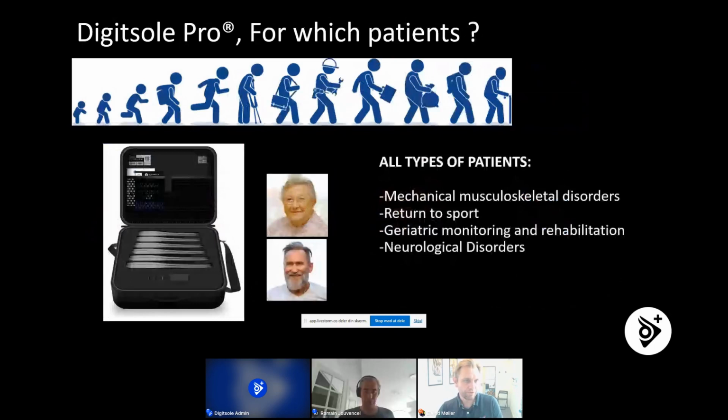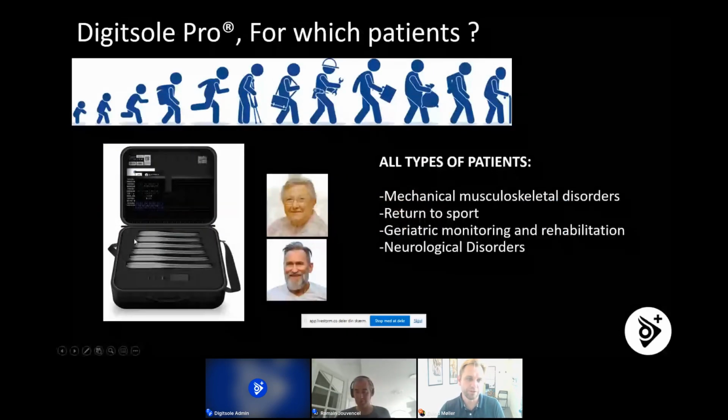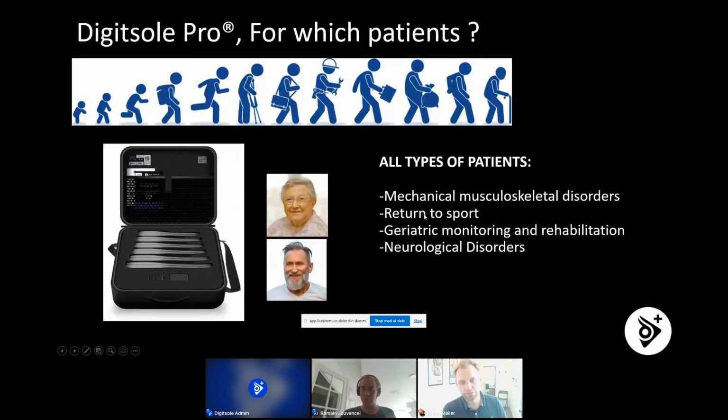So just to show here, this is the box which contains the Digital Pro, and just to mention, it's for all kinds of patients, like medical and geriatric and neurological, but also what I mentioned before, what I used to work with, the primary return to sport. So just to show you a bit, this is the box which I'm sitting with. It's not a big one. It's just like a very small suitcase, and inside that we have these very comfortable soles which are very easy to put in.